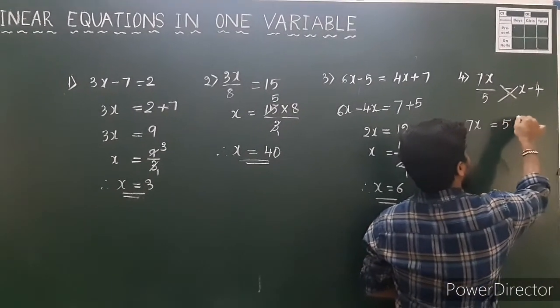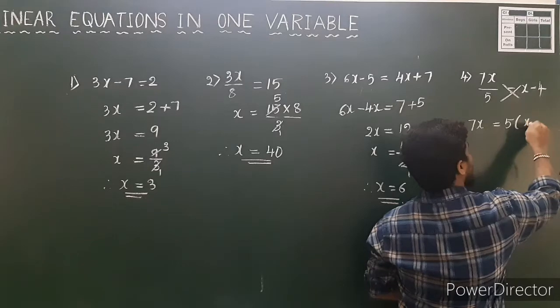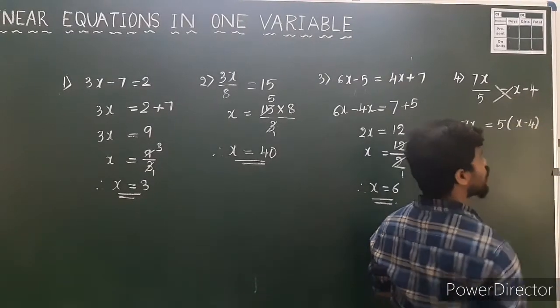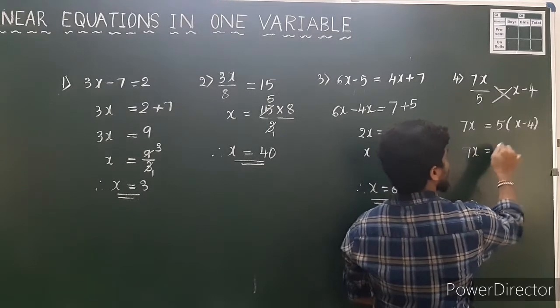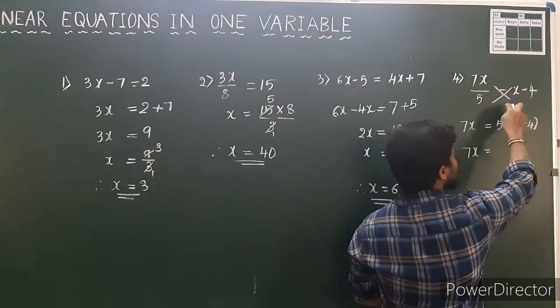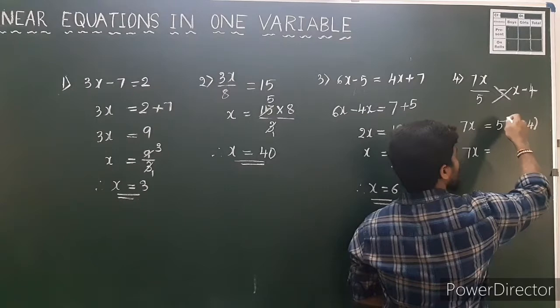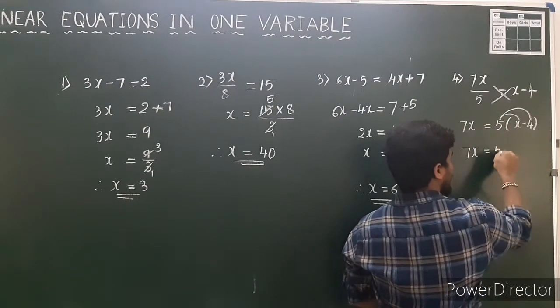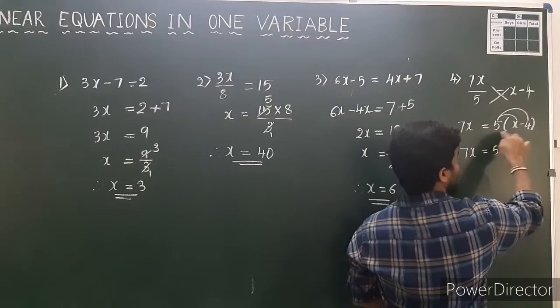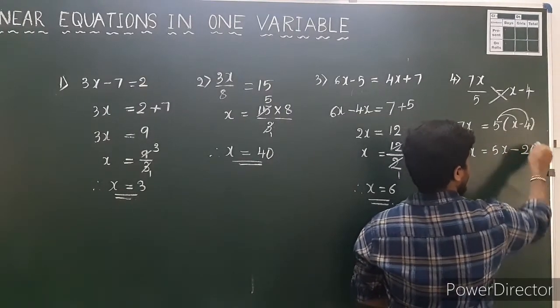So 5 into x minus 4. 7x equal to 5 into x minus 4. So 5 is needed for both the terms. So 5 into x, 5 into 4. 5 into x you get 5x, minus 5 fours are 20.